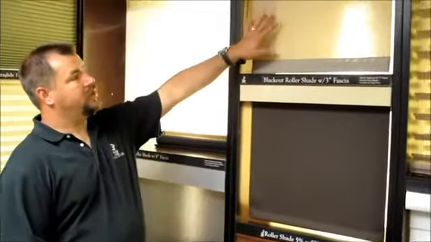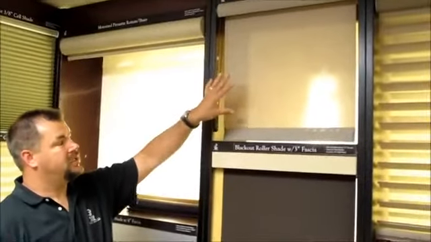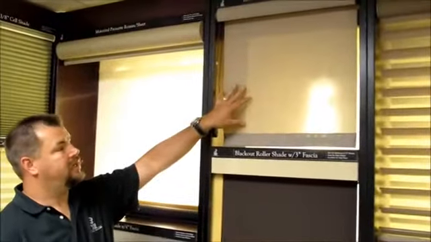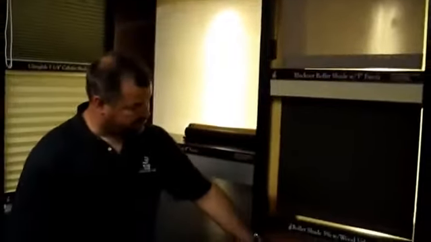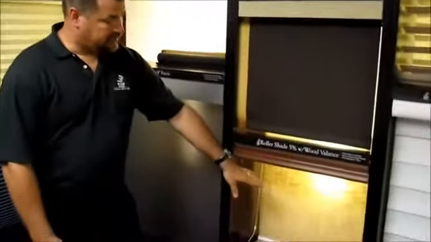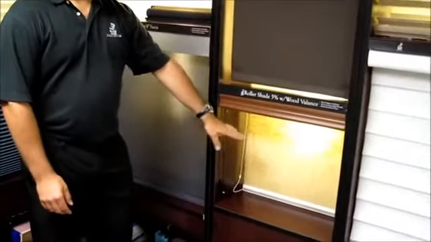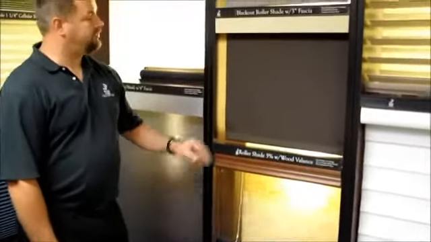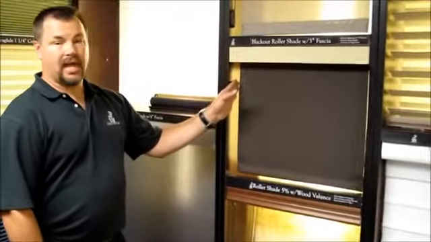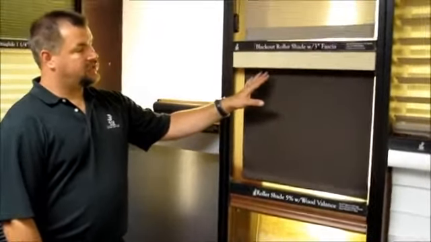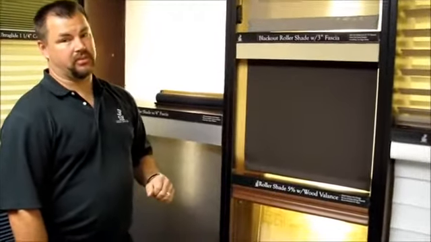The most common one here is a solar screen roller shade that allows you to see through it and allows you to roll up and down. The next one is a privacy option. This particular one allows light to come through, but you can't see through it, so it maintains privacy. A third option here is a blackout. This particular product allows you to reduce the light that comes into a room.